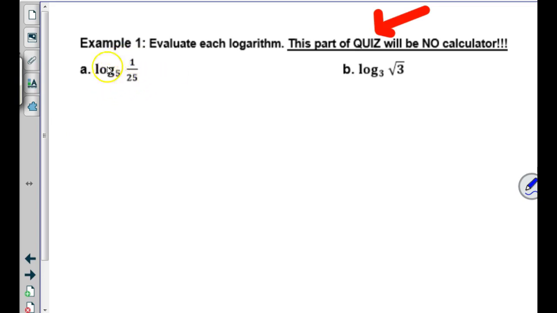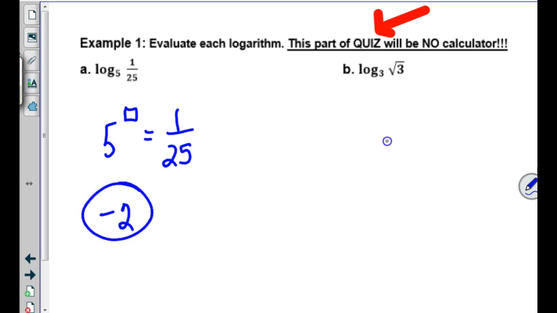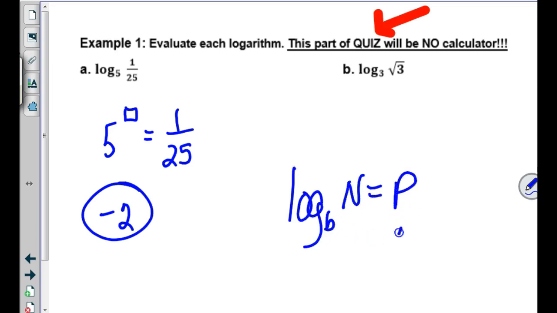So think about what this means. How do you rewrite this as an exponent problem? 5 to some power equals 1 over 25. What power is that, guys? Yep. The answer to a log can be negative, okay? If you were talking about this question, the only one of these that can be negative is this one. You can't put a negative down here, and you can't take the log of a negative number.